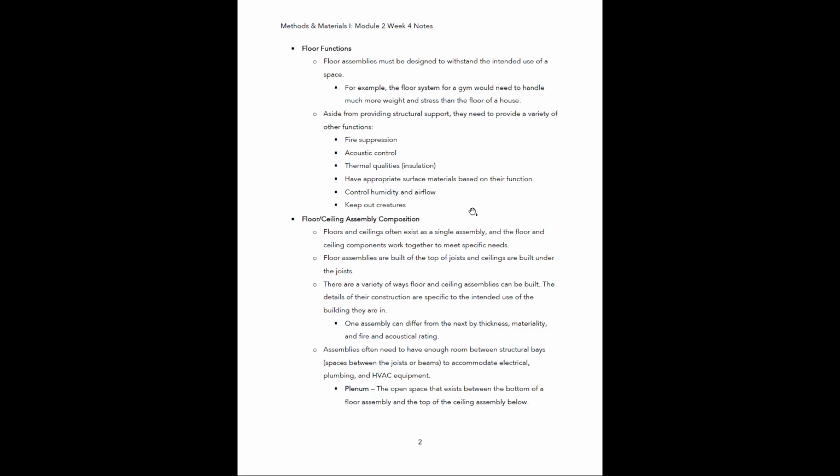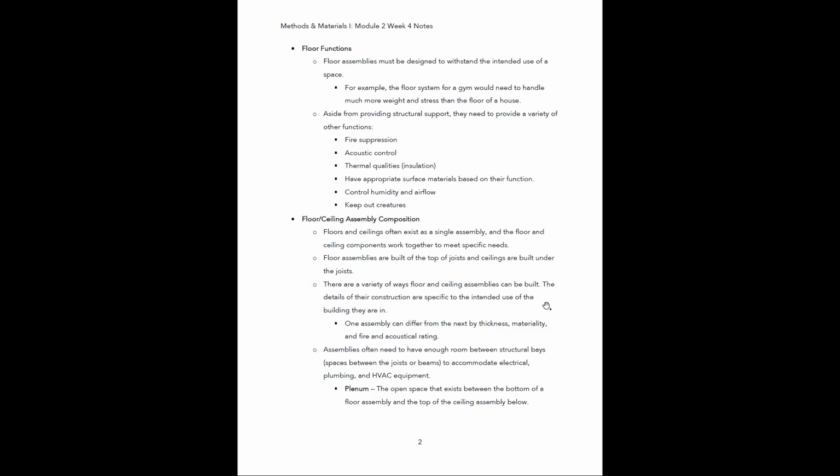All right, floor and ceiling assembly composition. Floors and ceilings exist as a single assembly, and the floor and ceiling components work together to meet specific needs. What that means is the floor assemblies are built on top of the joists, and the ceilings are built directly underneath the joists, and all those things are connected together. So in a way, the floor and the ceiling assemblies are acting as one. They're like one solid piece built together because they're both directly attached to the floor joists.